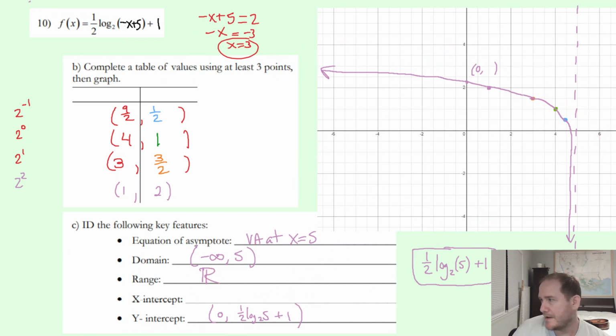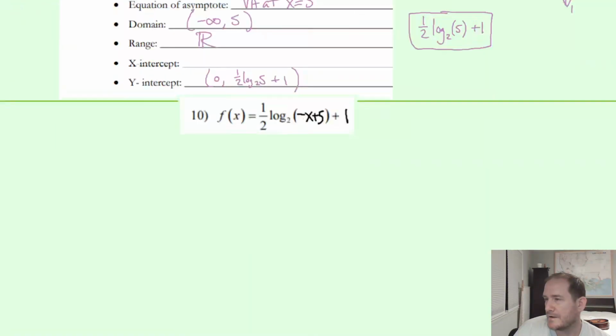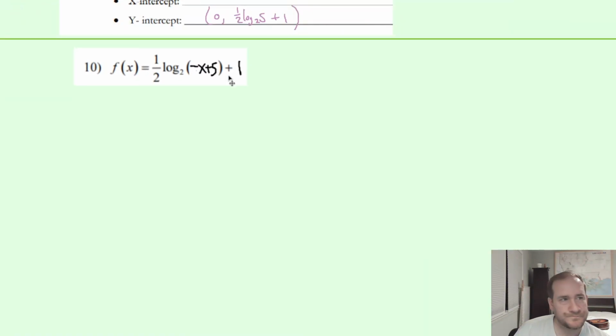Now, to find the x-intercept, we said that we would need to take this function and set the whole thing equal to 0 and solve. So we'll do that. So if I set the whole thing equal to 0, then I'm going to want to isolate my log. This feels a little familiar. That means subtracting 1 and then just doubling.